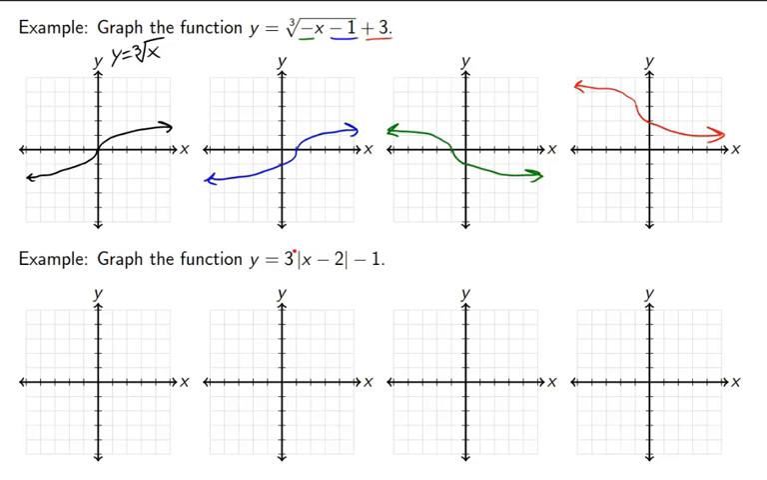The 3 is a transformation. It's a stretch. The minus 2 is a horizontal shift. The minus 1 is a vertical shift. And so what I'm left with as my parent function is just the absolute value of x.